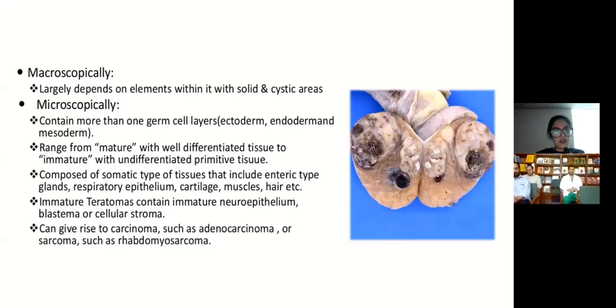Macroscopically, it largely depends on the elements within it, with solid and cystic areas. Microscopically, it contains more than one germ cell layer, which includes ectoderm, endoderm, and mesoderm, ranging from mature, with well-differentiated tissue, to immature, with undifferentiated primitive tissue. It is composed of somatic type tissues that include enteric type glands, respiratory epithelium, cartilage, muscles, and hair. Immature teratomas contain immature neuroepithelium, blastema, or cellular stroma. It can give rise to carcinoma such as adenocarcinoma, or sarcoma such as rhabdomyosarcoma.